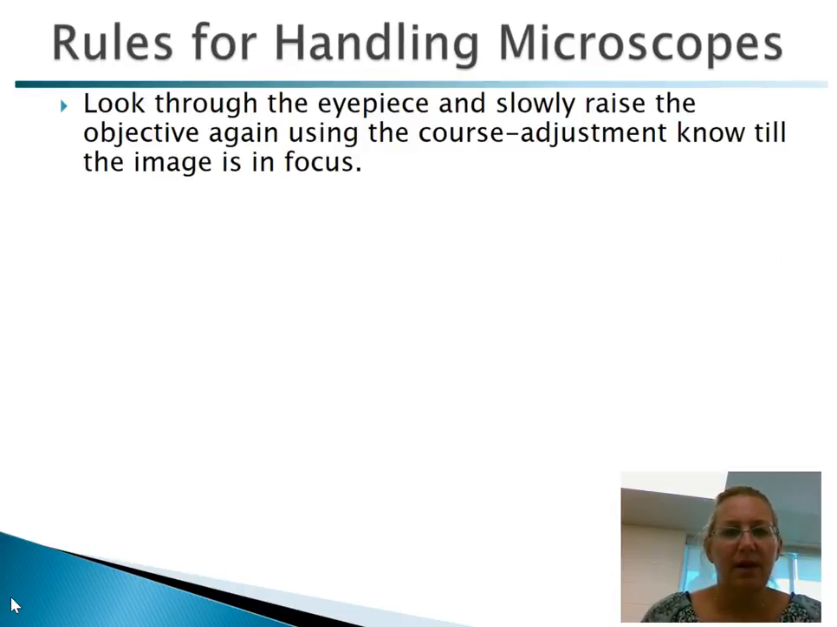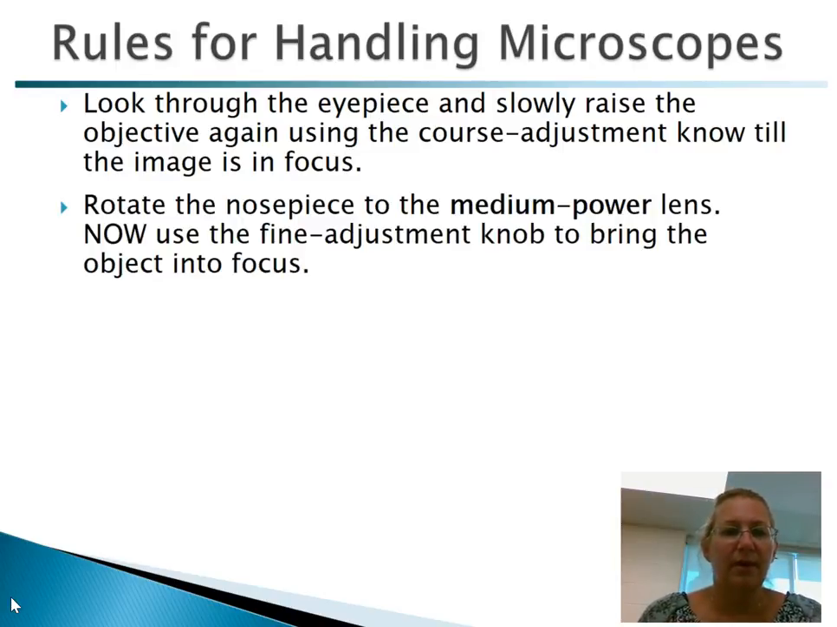Now, look through the eyepiece and slowly raise the objective using the coarse adjustment knob until the image starts to come into focus. You could move your slide around on the stage to make sure that you are actually focusing in on a good object. And then you're going to rotate the revolving nose piece to the medium power lens.